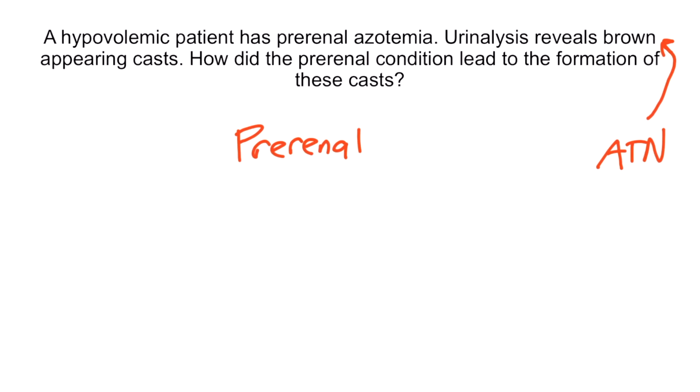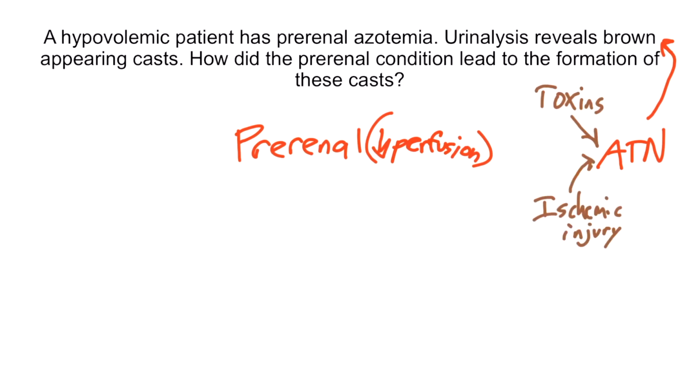Well, remember that prerenal azotemia means there's decreased perfusion to the kidney. And what are the two causes of acute tubular necrosis? Toxins and ischemic injury. So in this patient, the prerenal condition must have gone on long enough that it led to ischemic damage. And that answers our question. The prerenal condition continued on long enough that ischemic injury occurred, and the tubular cells experienced necrosis. So the patient had acute tubular necrosis.